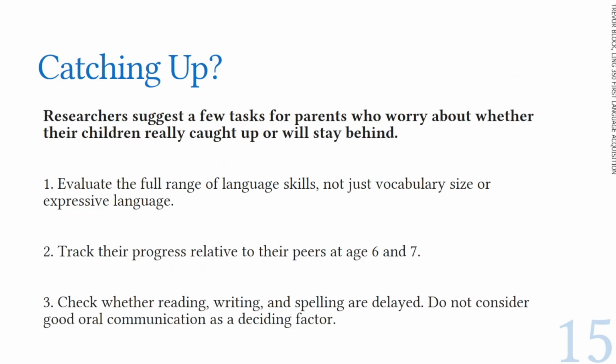Okay, so what if you're a parent who is worried about your kid? Does my kid have a delay or do they have a disorder? What you can do at home is you can check all of their language skills. So you're not just taking a look at their vocabulary size, you're taking a look at their sound development, their syntax development, their semantic development, their pragmatic development, you're assessing everything. You're not comparing your kid to other kids before the age of 6 or 7. You're doing it around those ages.